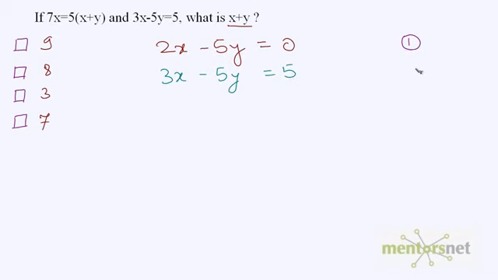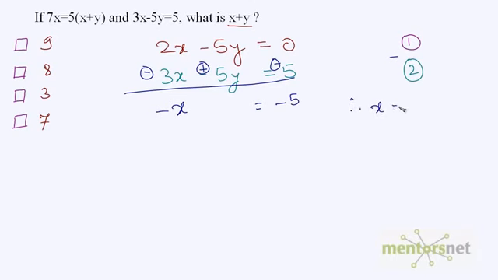And this is equation number 2. Now you can remove 5y from both of these equations. To remove that, you'll have to subtract equation 2 from equation 1. So if I subtract, this becomes minus, minus minus becomes plus, plus becomes minus. So 2x minus 3x gives you minus x, minus 5y plus 5y gives you 0, and 0 minus 5 gives you minus 5. Therefore x is equal to 5.